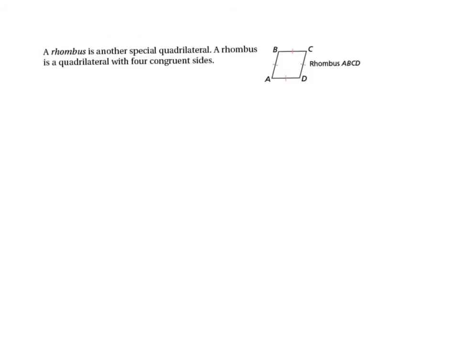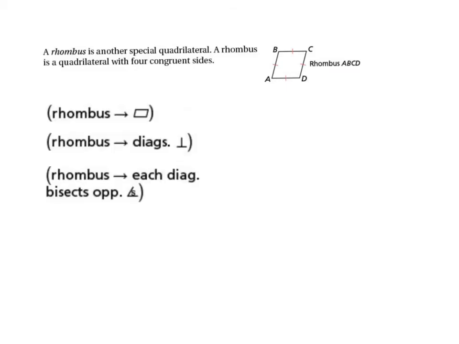Another special parallelogram is a rhombus. A rhombus is a quadrilateral that has 4 congruent sides. And we label it as rhombus ABCD, so it doesn't have a symbol in front, but it does have 4 letters again. So if we have a rhombus, then we have a parallelogram. So a rhombus meets all qualities of a parallelogram. If we have a rhombus, diagonals are perpendicular, so the diagonals will definitely form a right angle.